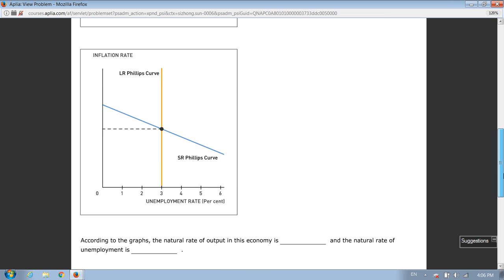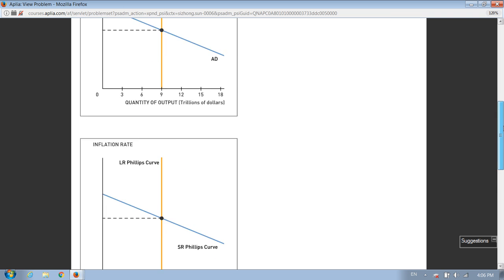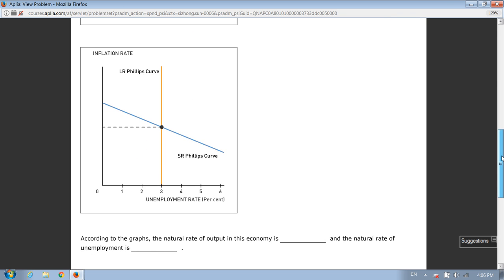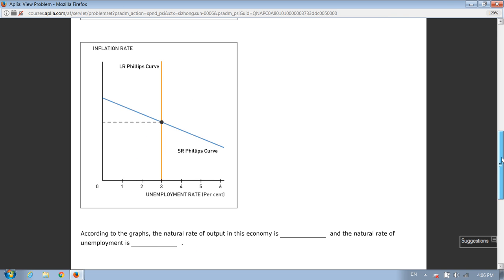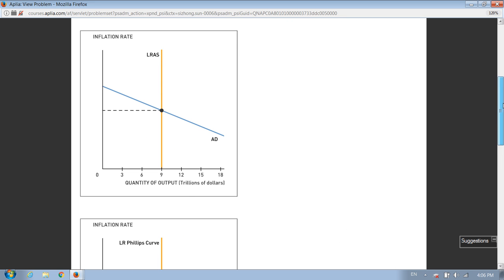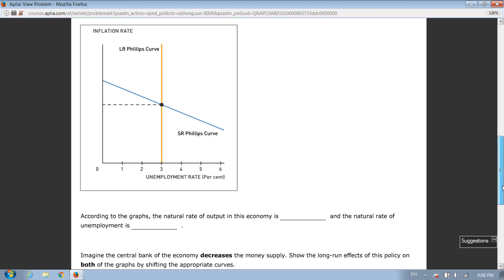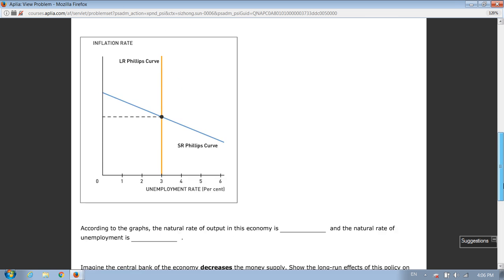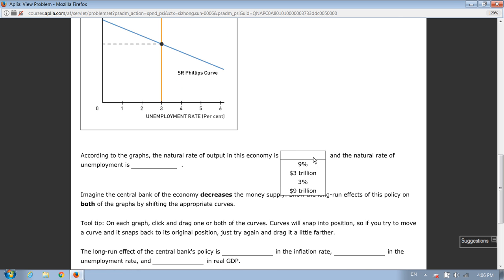According to the graph, the natural rate of output in this economy, we can read it from the graph, is $9 trillion. The natural rate of unemployment is 3%.